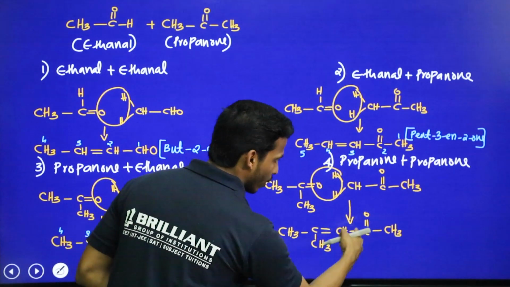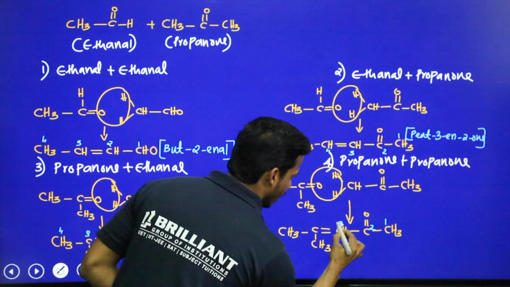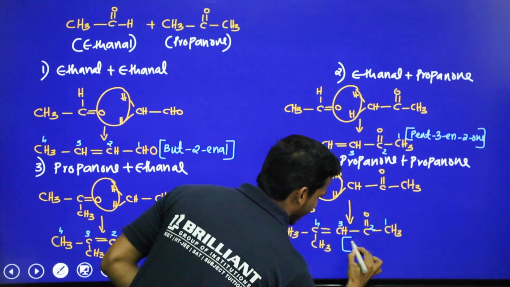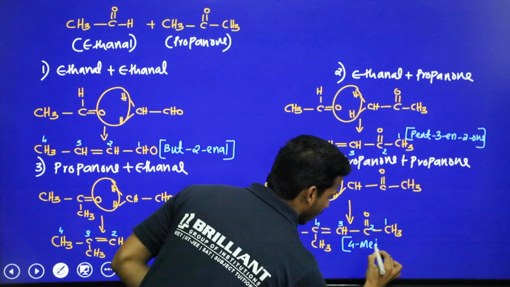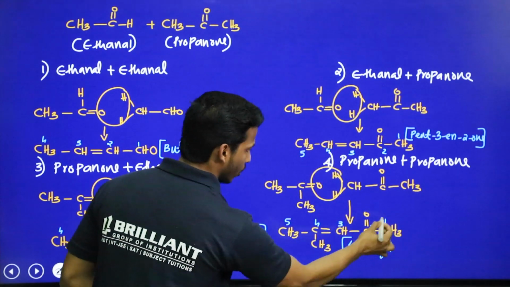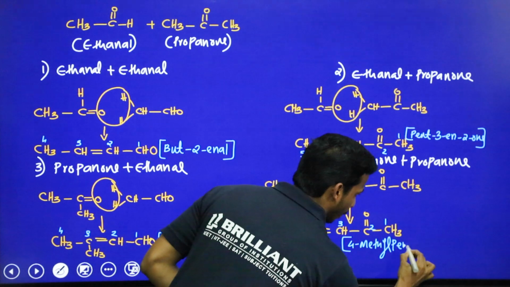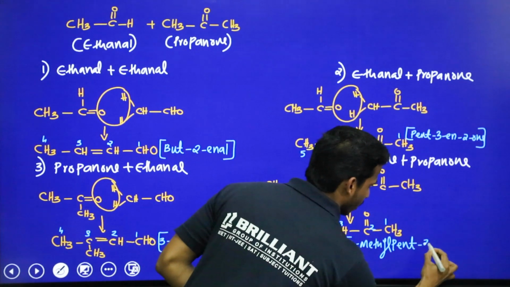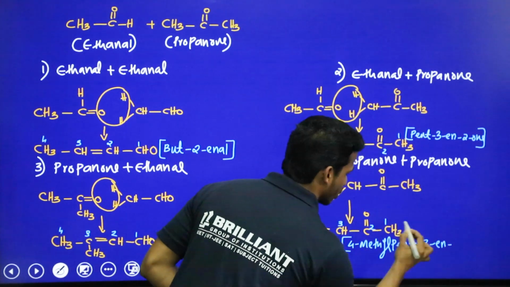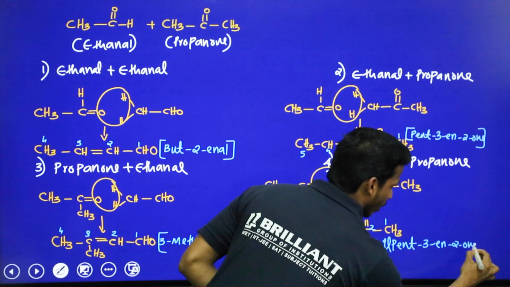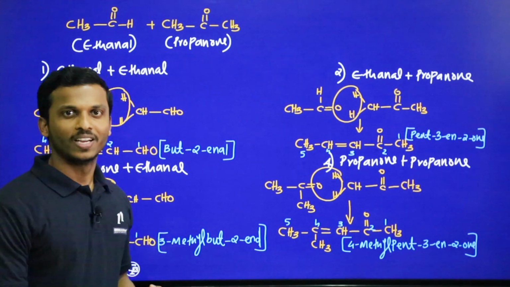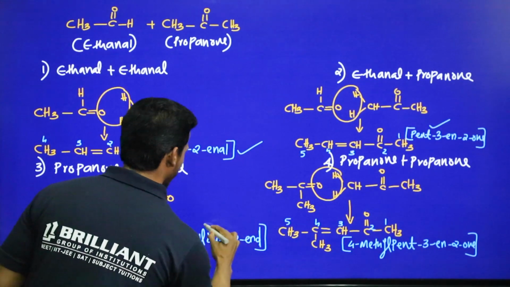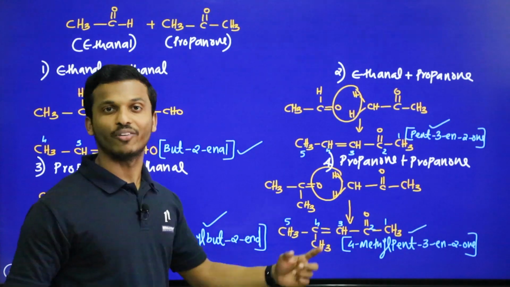Here, ketone is the main group. So 1, 2, 3, 4, 5. Fourth position there is a methyl. So the name can be written as 4-methyl. Total 5 carbon. Therefore, pent. Right? And third position alkene. Therefore, 3-en. And second position there is a ketone. Therefore, 2-one. This is the product. See, any one of the products repeating? 1, 2, 3, 4. All are different products.